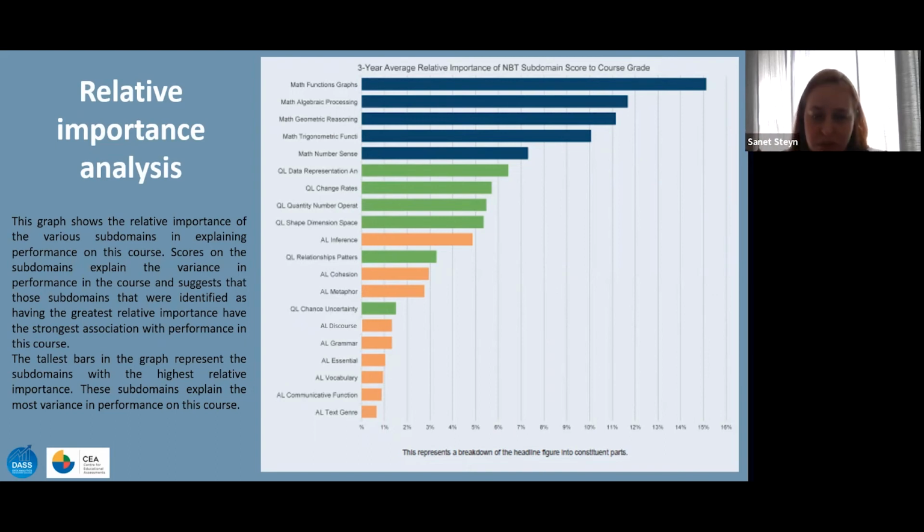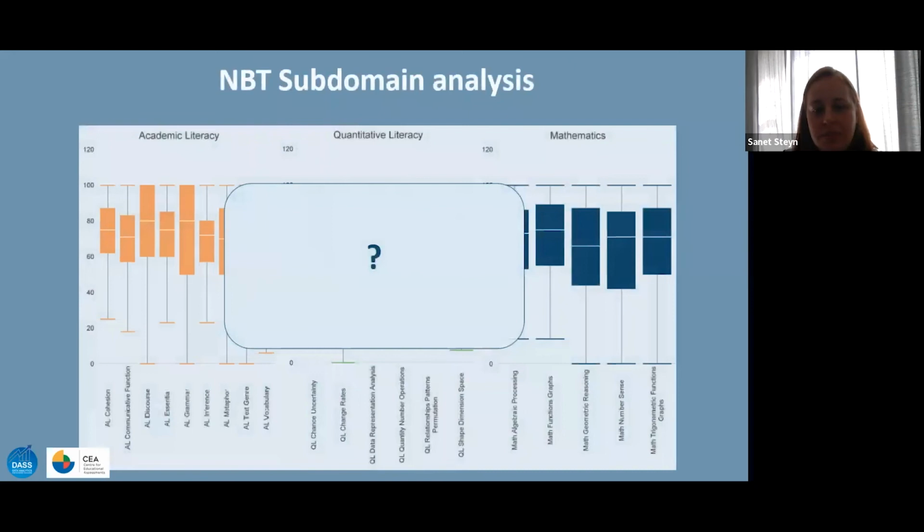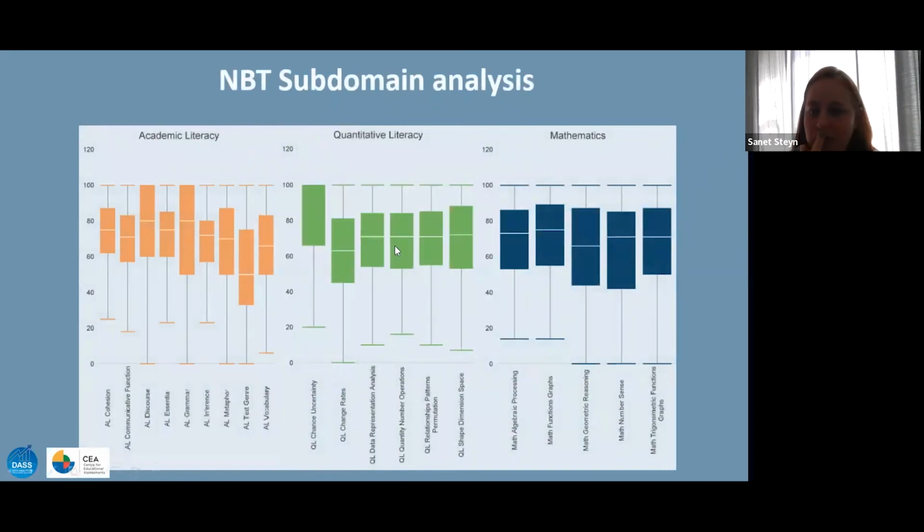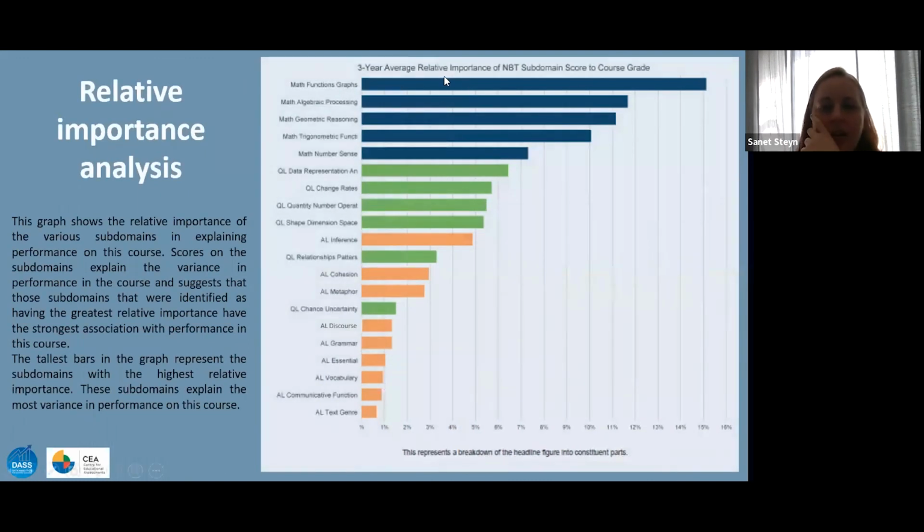One thing I do want to mention here is that when looking at this, it's important to consider again what you see in your trends. So if these are the trends over the past 3 years, and we see these types of things in our subdomain analysis, we see here that geometric reasoning, for example, had the lowest median, and there's quite a wide range of scores for change in rates. If we then go back to the relative importance and see what's going on here, we can see that they are coming up fairly high in the relative importance. So those are some of the other things we want to consider.